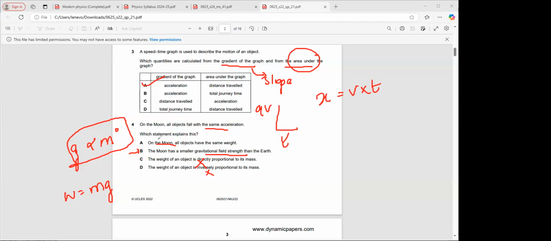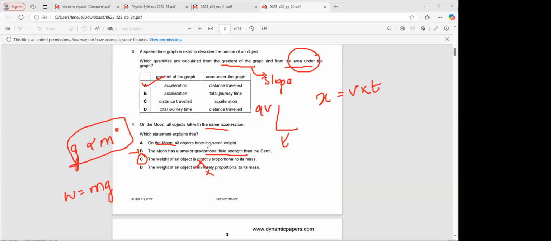Okay. On the marking scheme, it says C. Marking scheme, it is given C. Hold on. It makes sense, no? If the weight increases, the mass also increases.